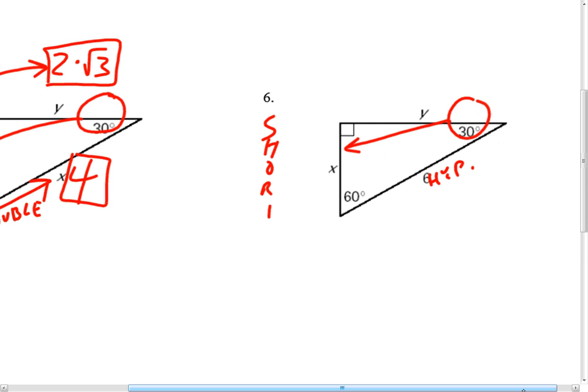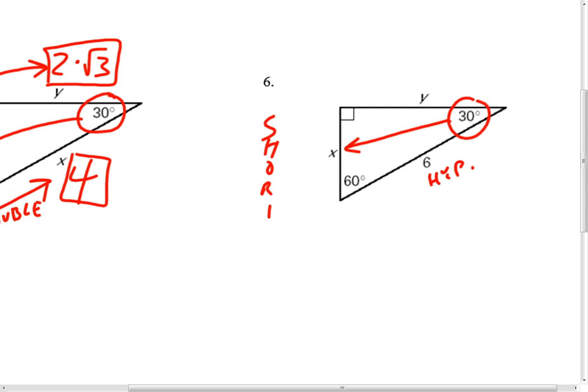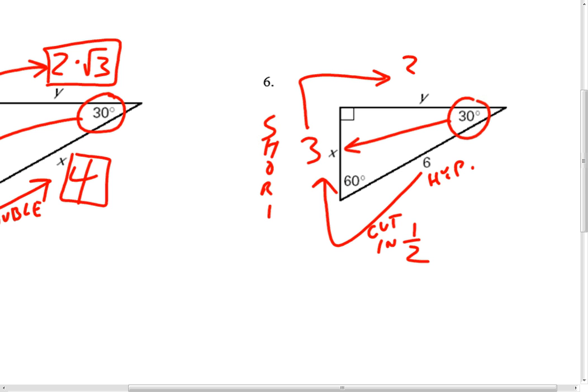If I double to get the hypotenuse, then I cut the hypotenuse in half to find the short side. Now I have this to figure out my leg. That would be 3 radical 3.